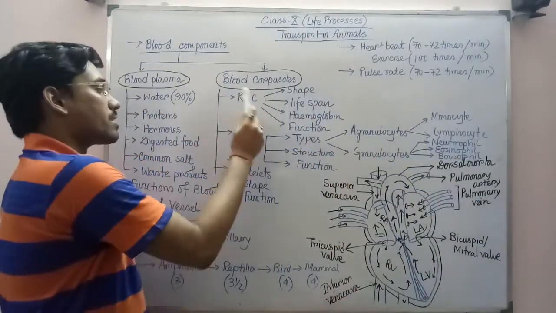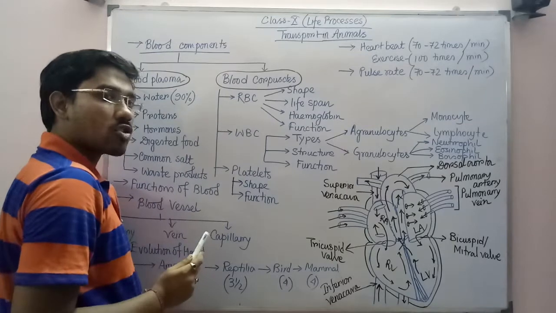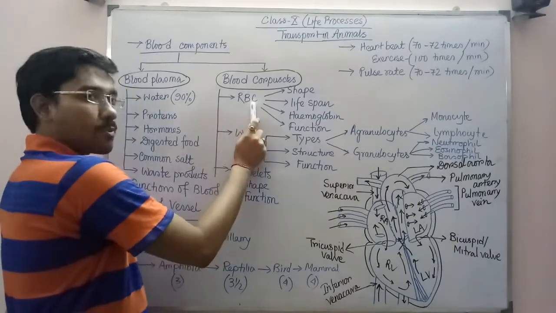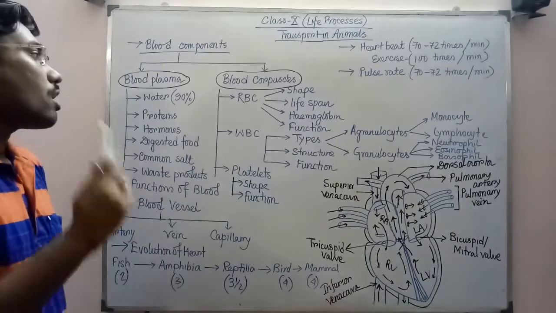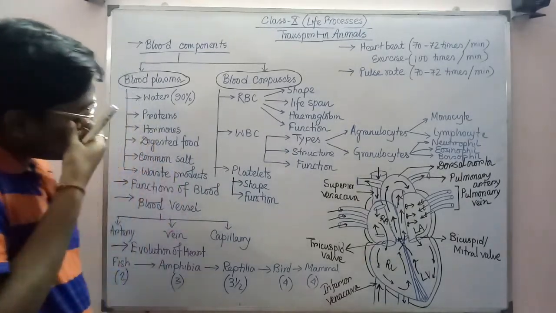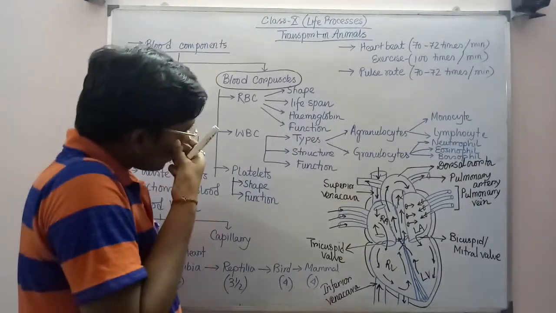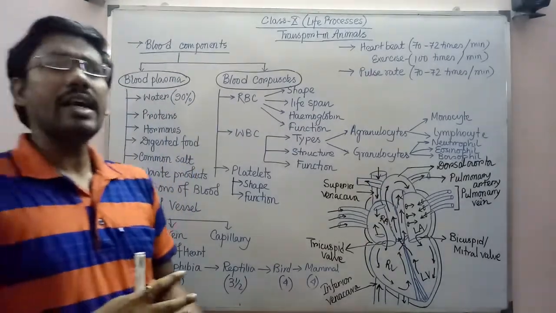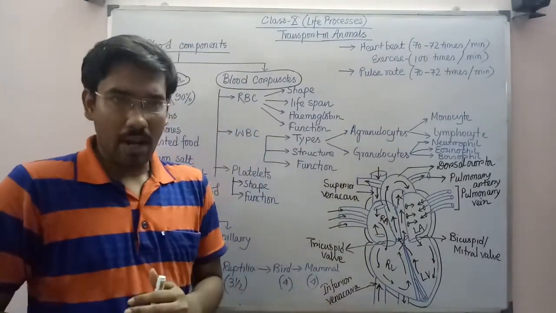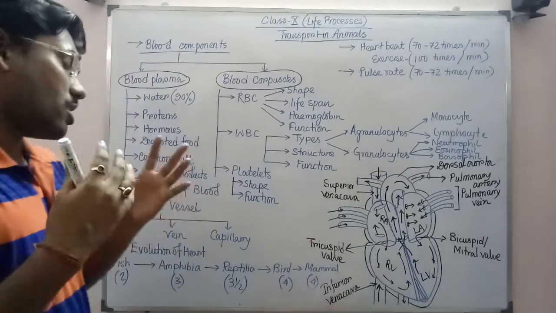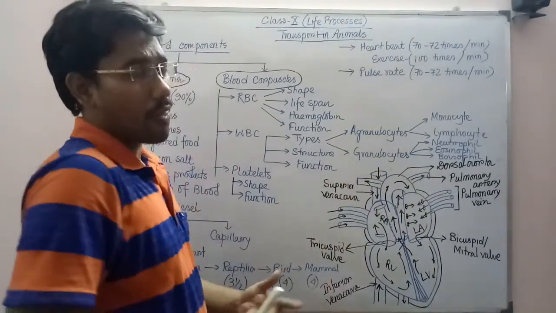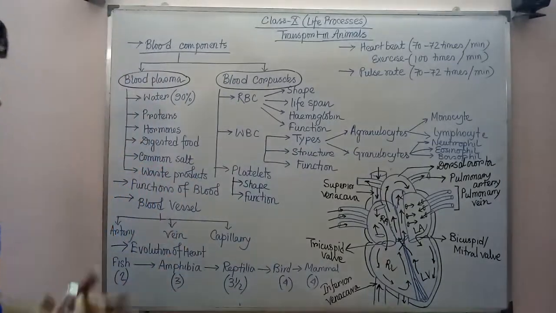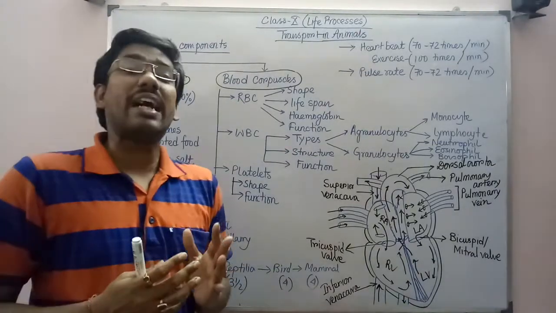Coming to the next, that is blood corpuscles. In the blood corpuscles there are three kinds of cells present. First one is RBC, second one is WBC, and third one is platelets. First, RBC. We first have to know about the shape of the RBC. The shape of the RBC is disc shaped. Starting from fish up to reptilia, or rather up to birds, the RBC is biconvex.